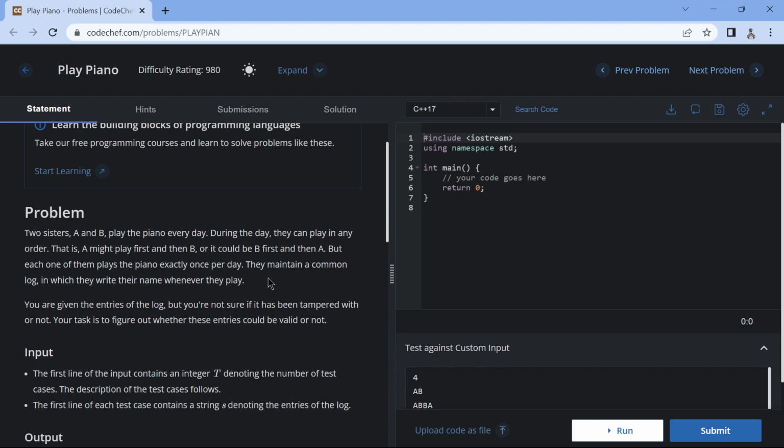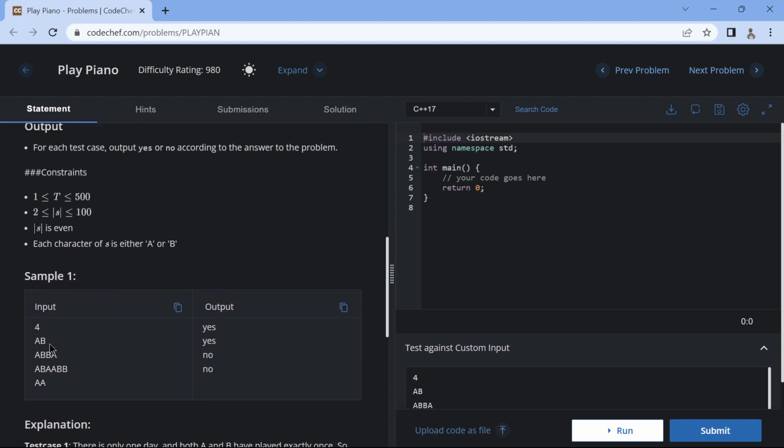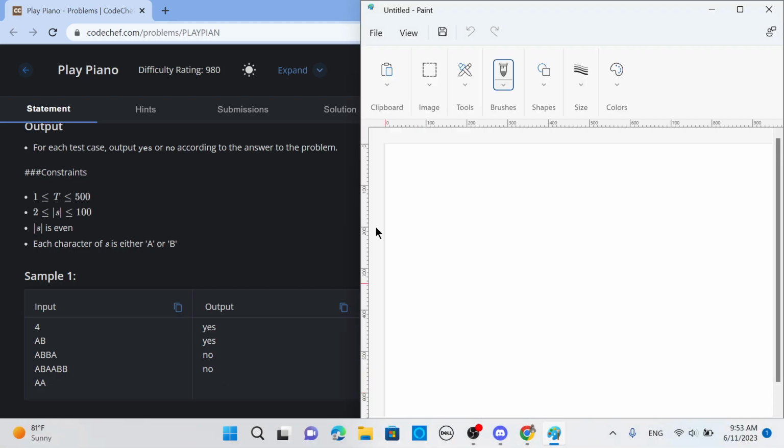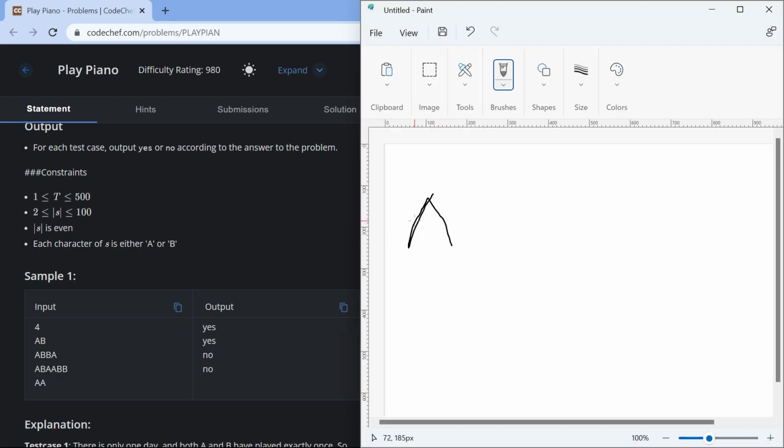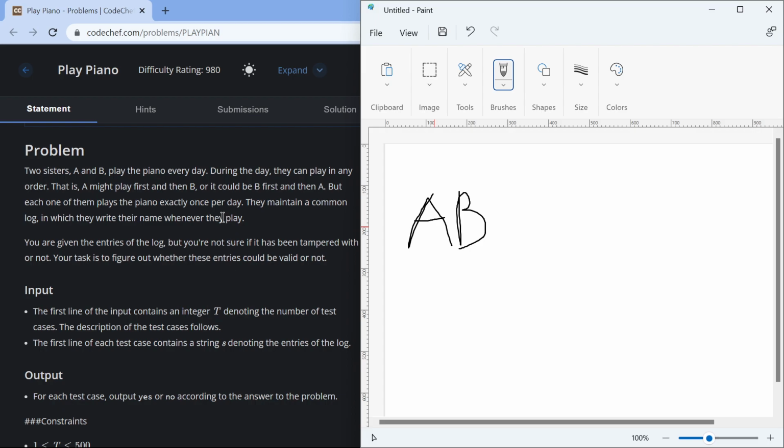Okay, so what it means is that a day is represented by two letters, because that indicates that one played first and the other one played second. For the first case, A might play first, then B. That would be represented by AB. Then it could be B plays first, and then A plays next. However, they only play the piano exactly once per day.